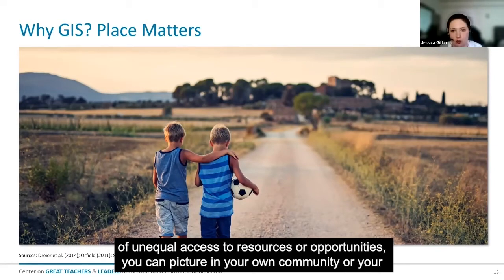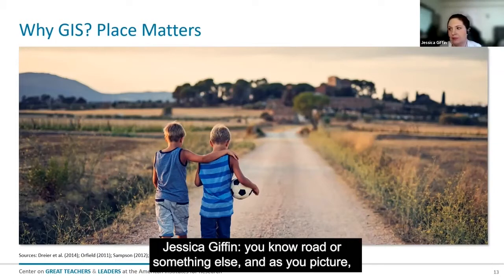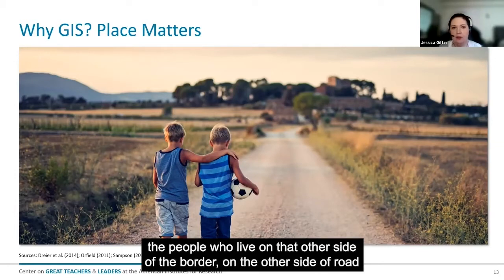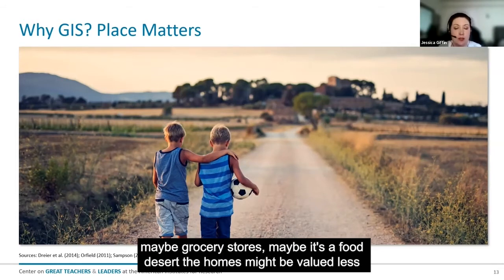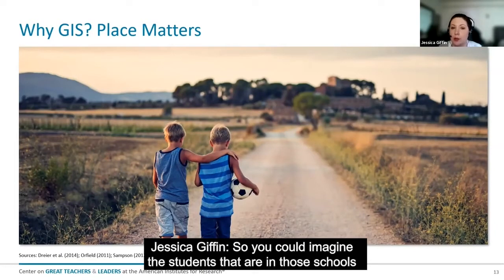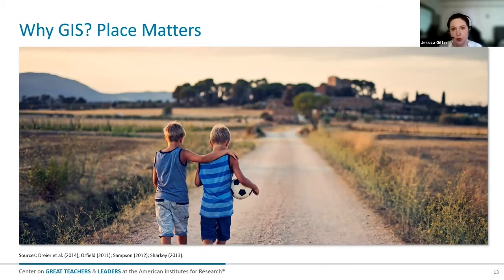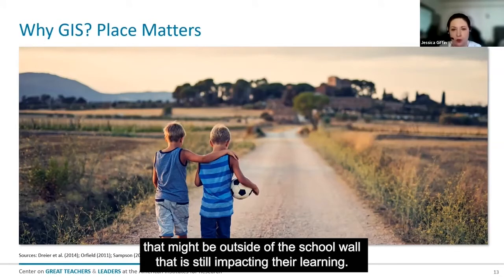You can picture in your own community or your own town, there might be a part of that town, maybe it's divided by a border or some other road or something else. And as you picture the people who live on the other side of the border, on the other side of the road, maybe they have less access to healthcare resources, maybe grocery stores, maybe it's a food desert. The homes might be valued less. And the schools in those communities typically have less resources. So you could imagine the students in those schools are facing additional challenges outside of the school walls that are still impacting their learning.